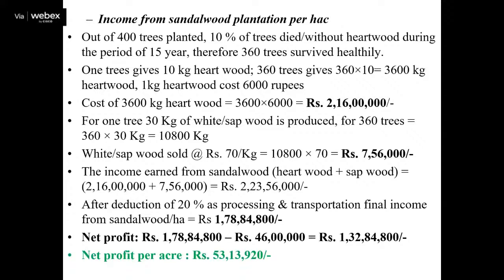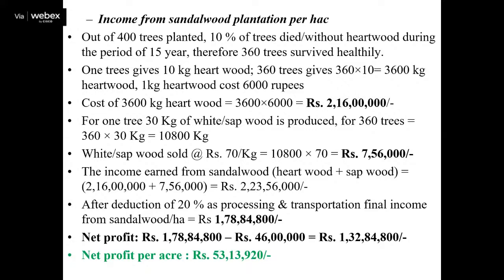2 crores 23,56,000 rupees. And when you have an agreement with KSDL, they will deduct around 20% as processing and transportation, and the final income we can expect is around 1 crore 78 lakhs 84,800 rupees.